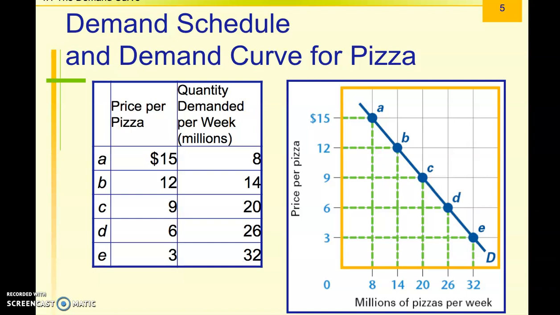So this one here, it's not drawn to scale, but you can see that they have these numbers there. So if you can find point, let's just say D as in dog. If you find point D on the line, you'll notice that at the $6 mark, that's where point D is. If you go across at $6, point D is going to tell you how many pizzas are consumed at $6, and we have 26 million. So a lot of pizzas bought at $6.